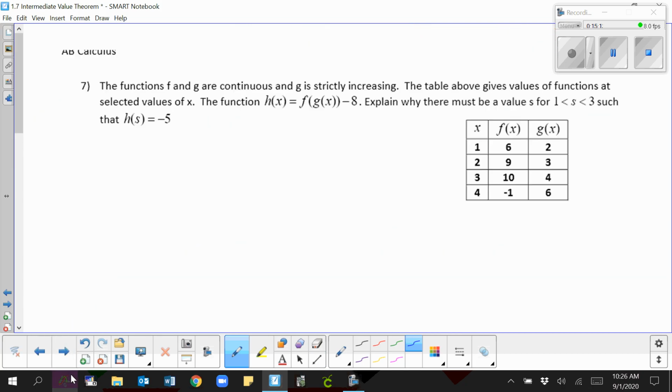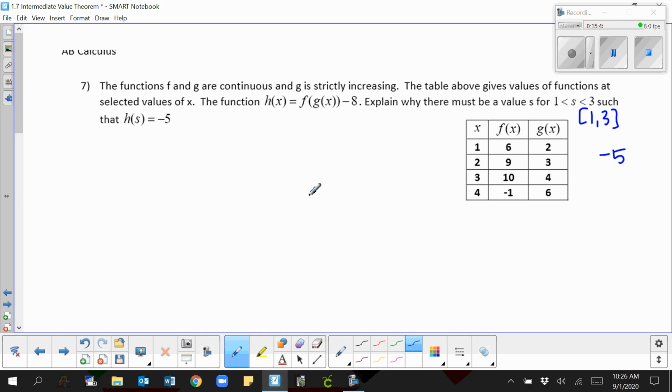All right, let's look at 7. The functions f and g are continuous, and g is strictly increasing. The table above gives values of functions at selected values of x. The function h of x is equal to f of g of x minus 8. Explain why there must be a value s, for 1 less than s less than 3, such that h of s is equal to -5. So my interval is 1 to 3, and the value that I'm looking for is -5.